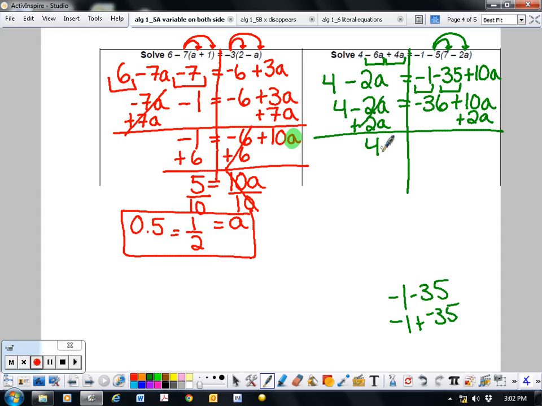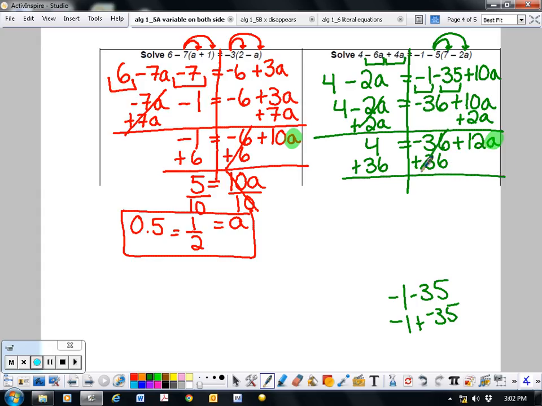So now I have 4 equals negative 36 plus 12a. Now because my a is right here, I'm moving everything away from it. Starting with the regular number, not the one that's right beside the a. So my regular number is negative 36. So to move it, I add 36 to both sides.